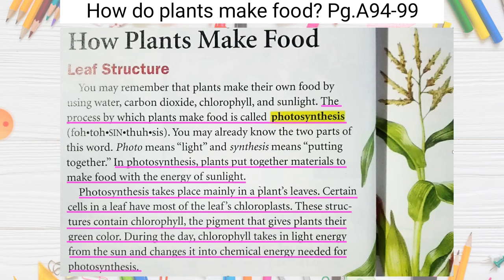Certain cells in a leaf have most of the leaf's chloroplast. These structures contain chlorophyll, the pigment that gives plants their green color. During the day, the chlorophyll takes in light energy from the sun and changes into chemical energy needed for photosynthesis. Now, copy this definition in your notebook.